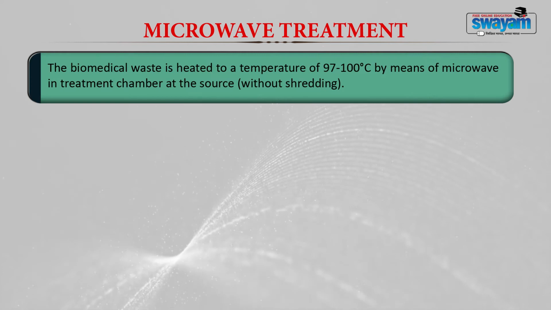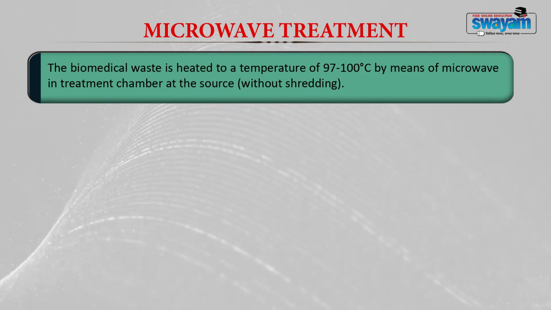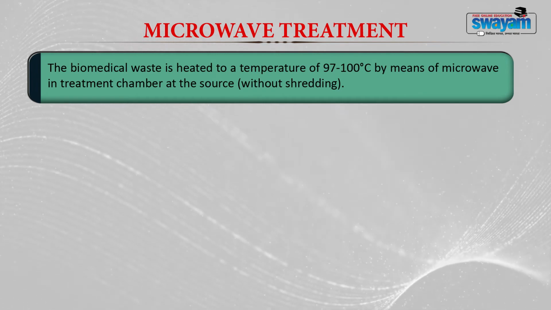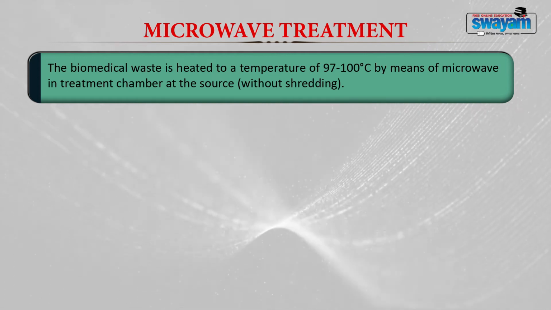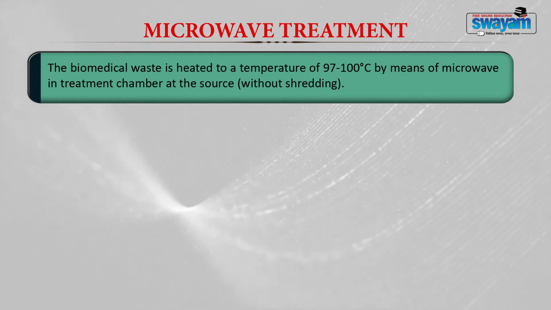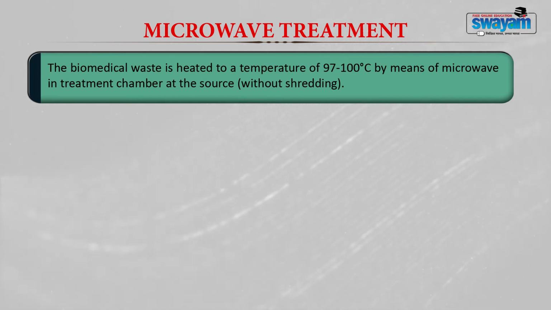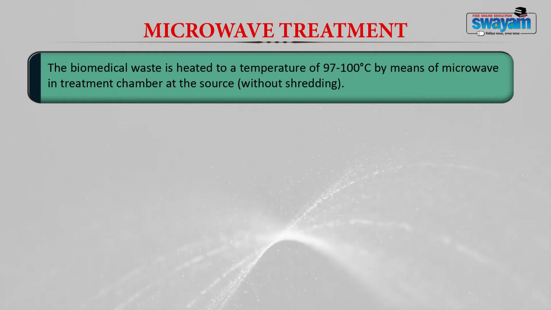The biomedical waste is heated to a temperature of 97 to 100 degrees Celsius by means of microwave inside a treatment chamber at the source without shredding. Shredding is again one processing method. It is nothing but cutting your biomedical waste into small pieces. You can use a lot of other units like cutters, chippers, shredders, grinders to reduce it. This basically reduces the size of your waste.